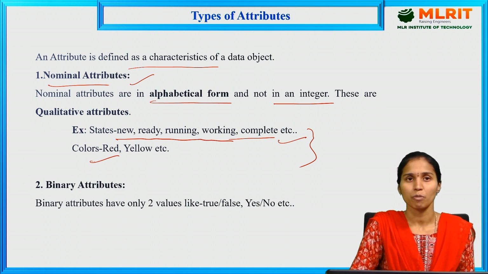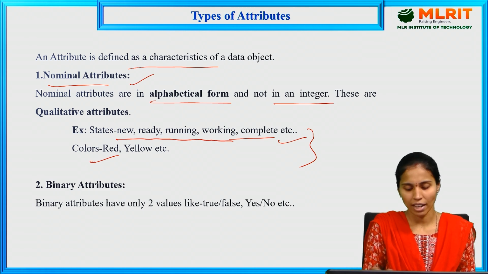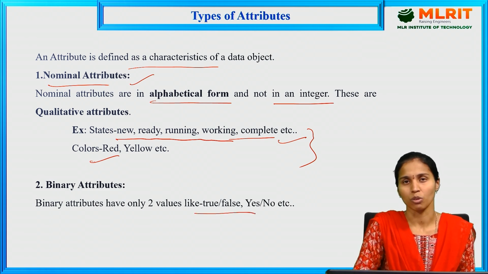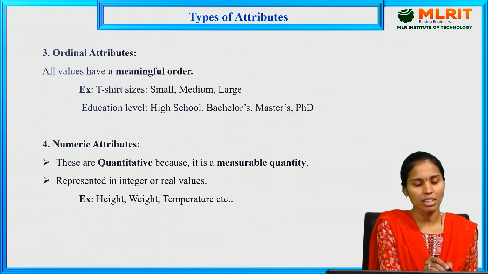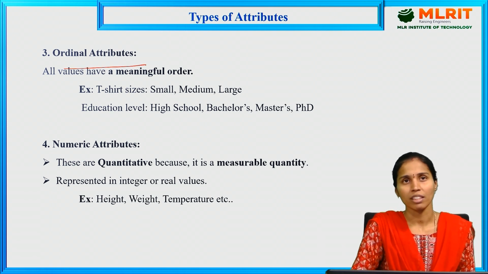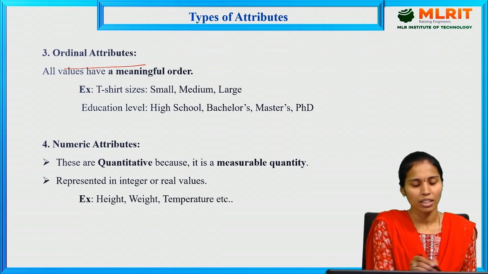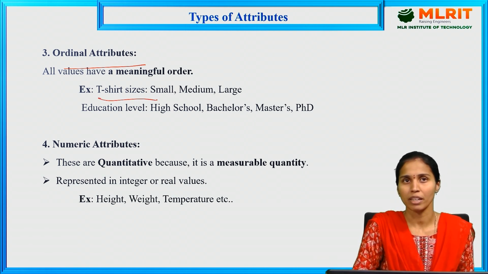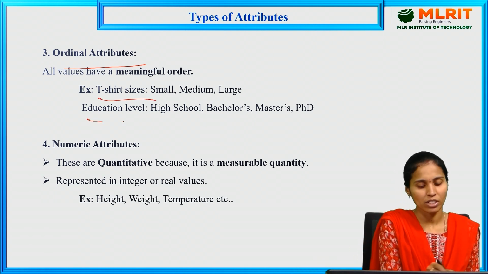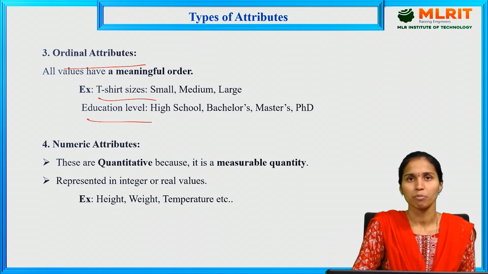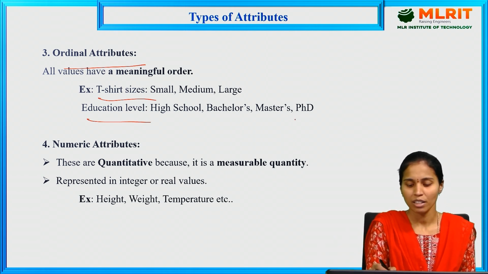Second one is binary attributes. Binary attributes have only 2 values like true or false, yes or no. Third one is ordinal attributes. These ordinal attributes have a meaningful order. For example, t-shirt sizes: small, medium, large. Coming to educational level: high school, bachelor's, master's and PhD.